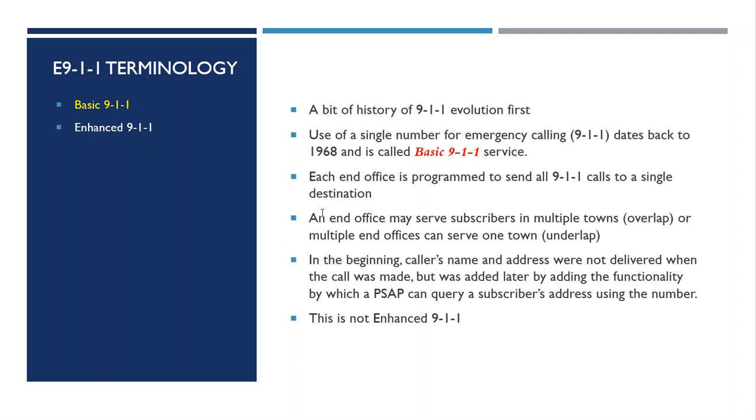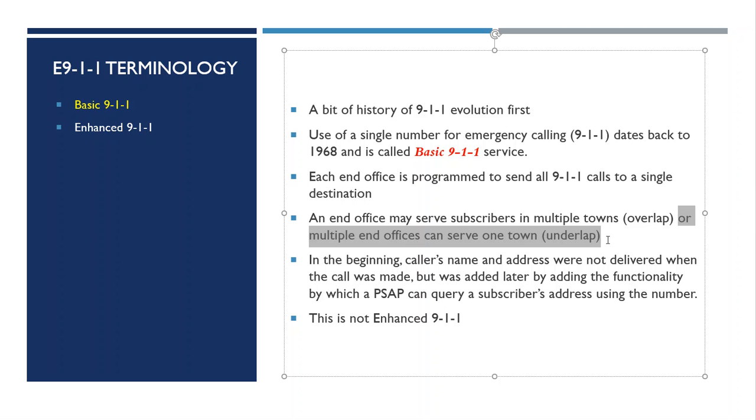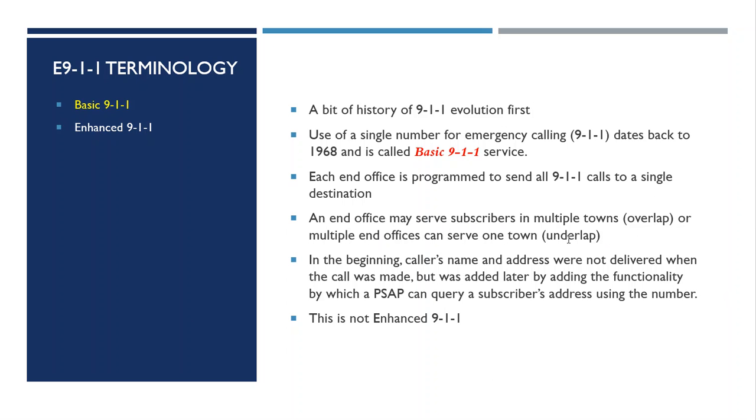One of the basic problems with basic 911 is that an end office may serve customers in multiple towns. As I said, it's called overlap, or multiple end offices can serve one town, which is called underlap. Even though I don't really know what exactly the problem with this approach is, there is nothing wrong in a really large town like Los Angeles or San Francisco, which can have multiple end offices, but each of them programmed to go to one particular PSAP.